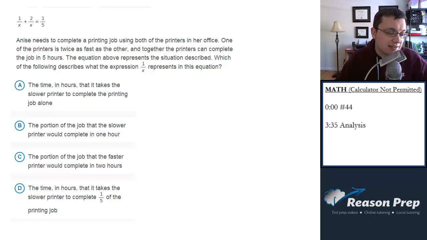Tough question. This is like that stereotypical John is a painter and can complete 3 houses in 4 hours, and Mary paints and she can complete 6 houses in 2 hours. How many houses can they complete in 7 hours, right? It's that kind of question. Now, we just want to know, we don't have to solve anything. We just want to know what 1 over x represents in this equation.